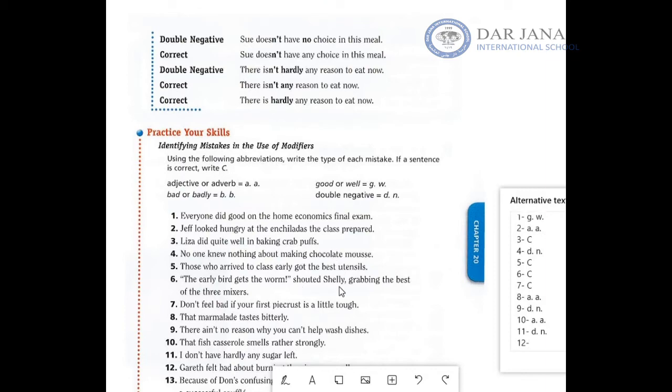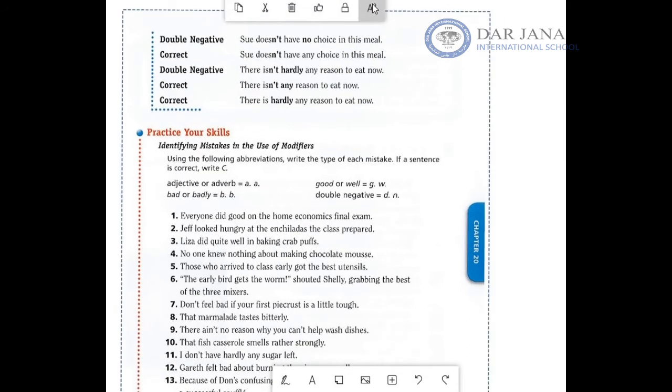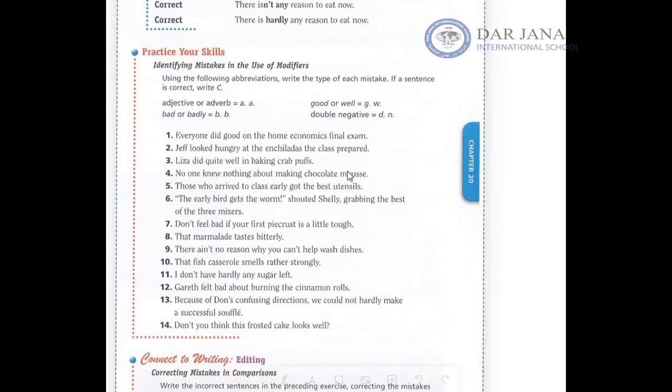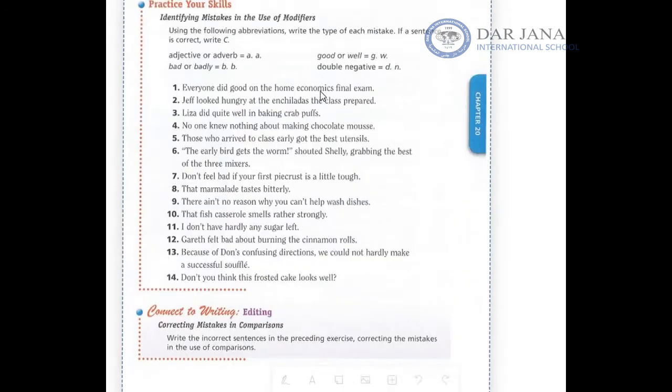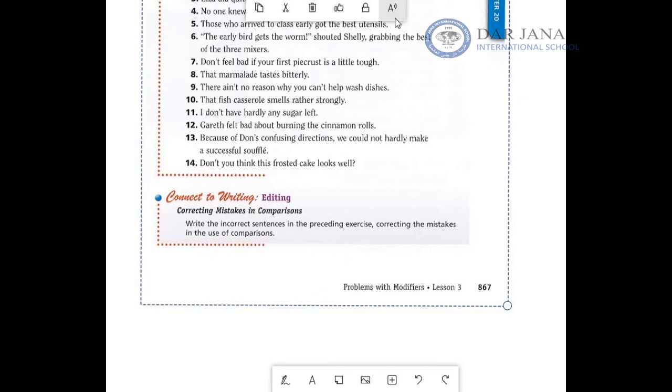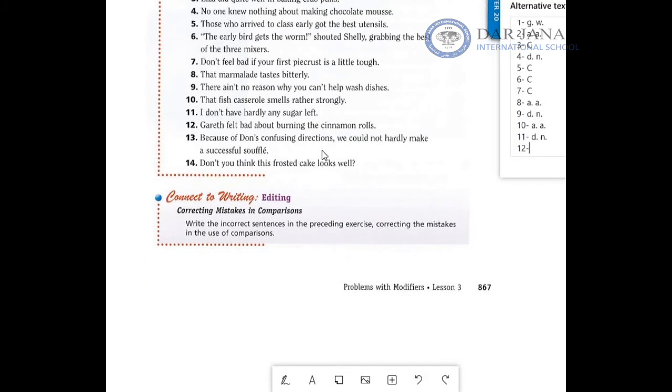Sentence 12. Gareth felt bad about burning the cinema walls. Felt bad. Felt is a linking verb, and we use bad after linking verbs. And after felt, in general, we use an adjective. We use bad, not badly. So number 12 is correct.